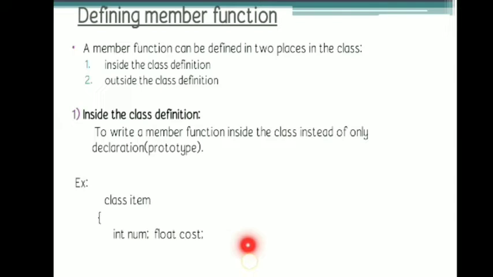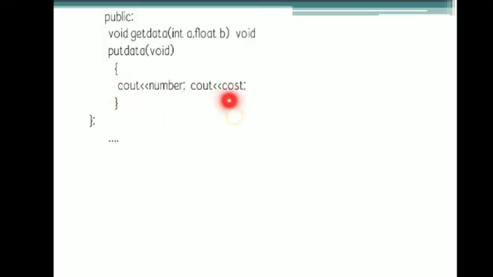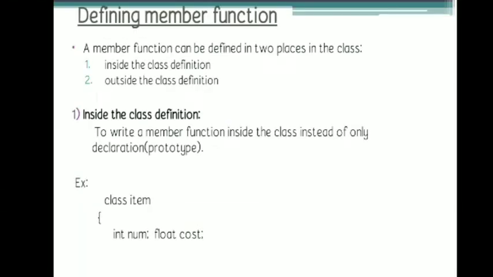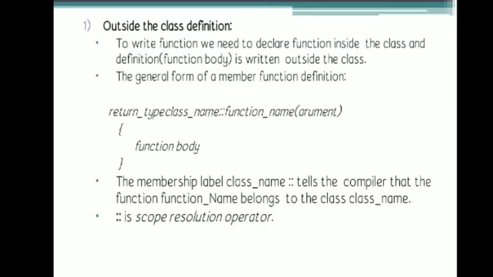So in this class we have defined two data members, one is num, another one cost. Using the cout statement, we are displaying the num and cost. In the example we have defined number and cost, and the putdata function displays the number and cost. So this is an example for defining a member inside the class.